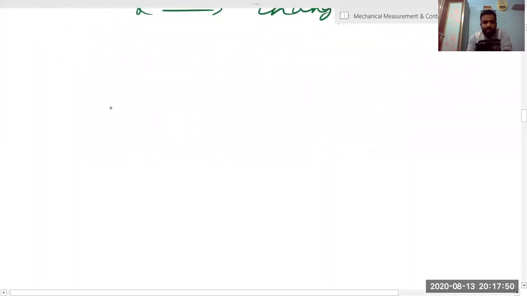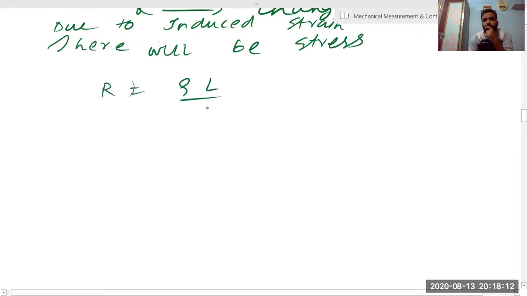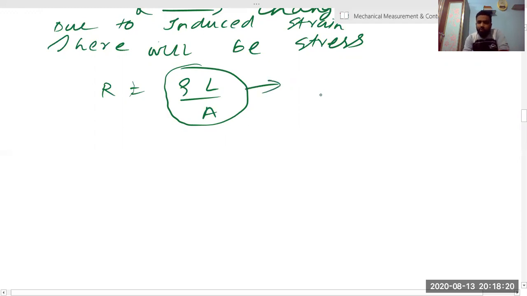And when there is strain induced, due to induced strain, there will be stress, right? There will be stress. So since R is equal to rho L by A, all these factors are changing due to the application of strain, due to the change in strain, and strain is happening due to the change in stress.